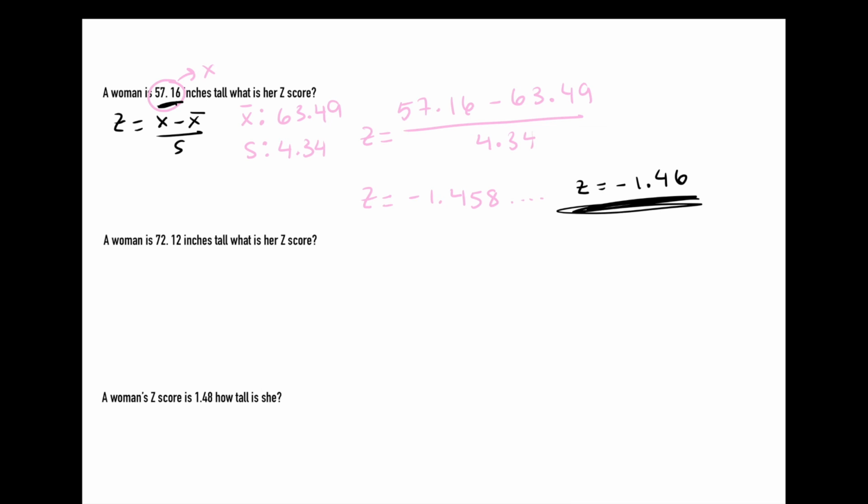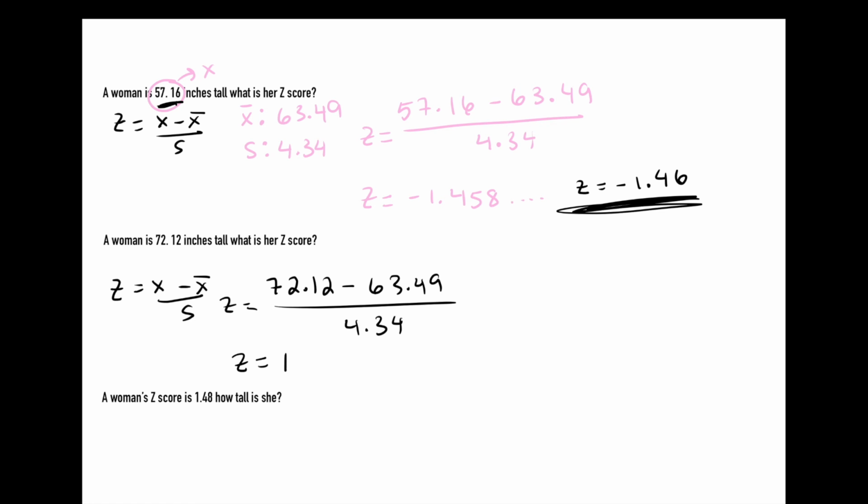Let's do another example. This woman is 72.12 inches tall. What's her Z-score? We're going to use the same formula using this same information for mean and standard deviation, but now our observed X value is 72.17. I'm just going to plug in 72.17 for my X. And this gives me a Z-score of 1.988. And again, I want to round this to 2 decimal places to 1.99.